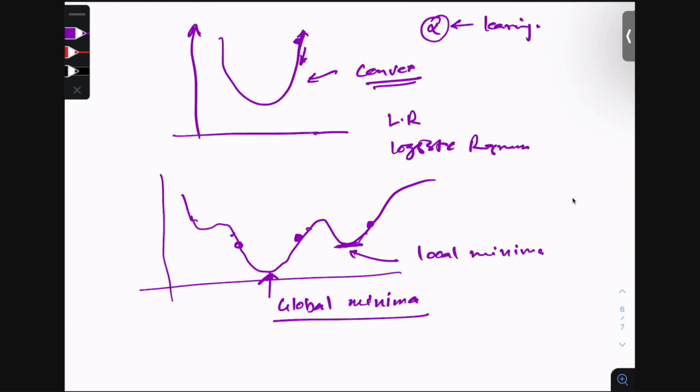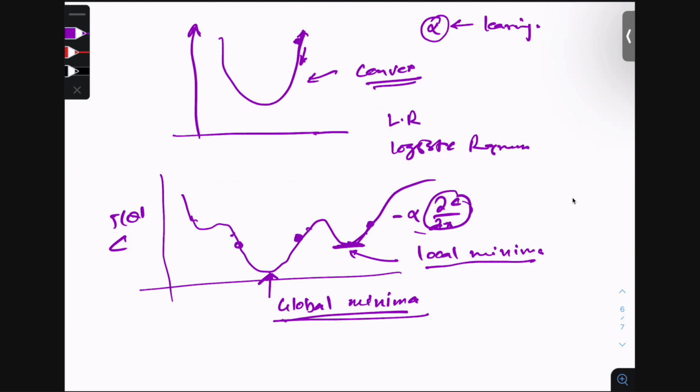Once it becomes flatter, it means my del C by del x becomes very small. It is becoming flatter and flatter, multiplied by negative alpha, so this quantity will become very small. So I'm not further reducing my cost function, J theta. If you start from here, you will be stuck here at the local minima. By chance, if you come over here, you will get the global minima.